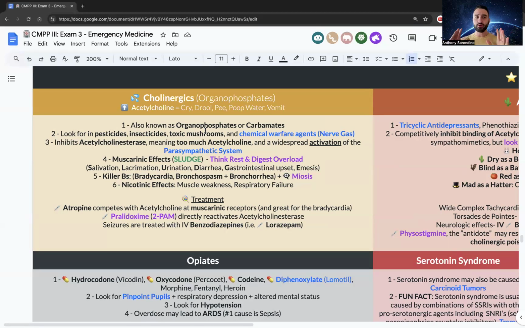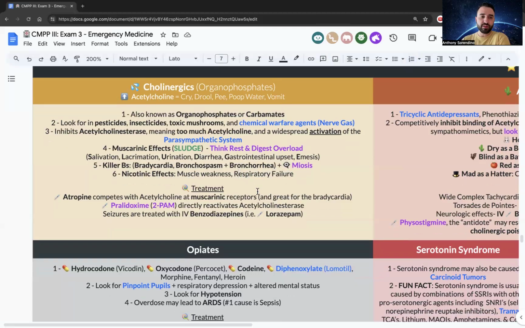But then you also get the killer bees here. So an increase in the parasympathetic nervous system, rest and digest overload. So again, bradycardia. The breathing one, I don't necessarily understand. I think because breathing is slowing down, you get bronchospasm. Bronchorrhea makes sense because everything else, you have all this fluid. So the additional fluid there is important. And then meiosis, because we're not up and fighting somebody, we're going to sleep. So your pupils are going to go down. They're going to let less light in. All right. You also get these nicotinic effects of muscle weakness and then respiratory failure. So again, we talked about breathing slowly.